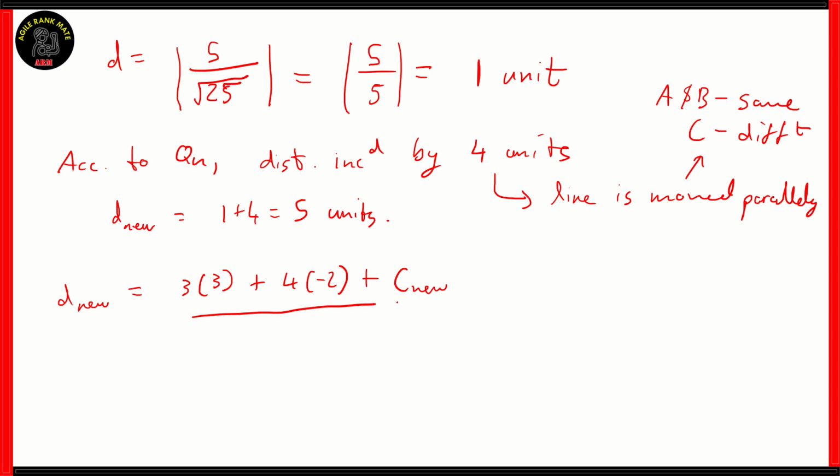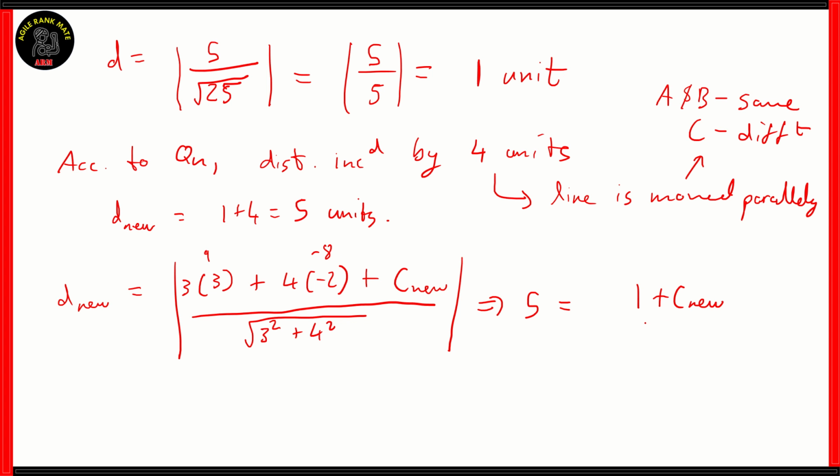C new divided by the square root of 3 squared plus 4 squared, all of that is kept under a modulus. So on the left side we have 5, and on the right side, 3 times 3 is 9, 4 times minus 2 is minus 8, 9 minus 8 gives us 1. So 1 plus C new over the square root of 3 squared plus 4 squared, that's 9 plus 16, that's the square root of 25, which is still 5.